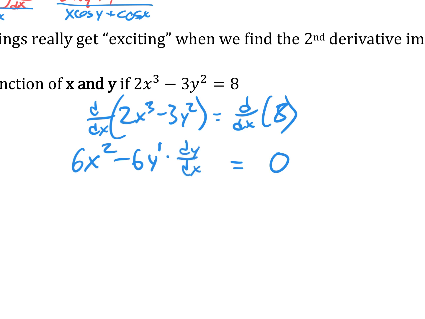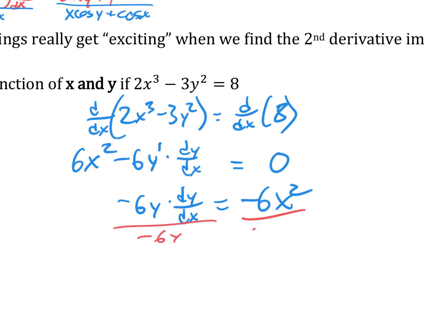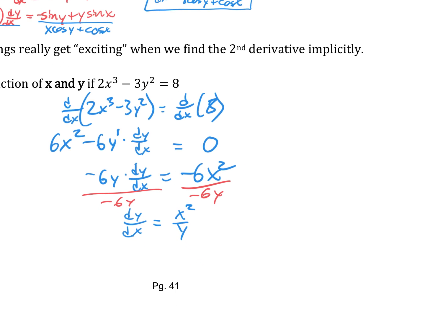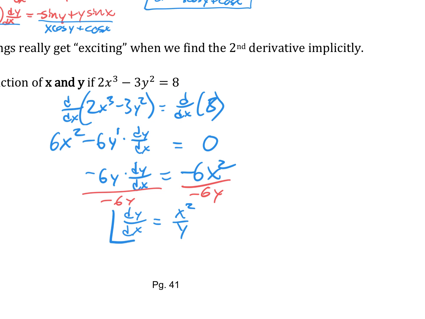Okay. Solving this, let's get the x's on the other side. Negative 6y times dy/dx. Subtract that 6x squared over, moving this over there. And now we need to divide by negative 6y. And that gives us dy/dx equals, the 6's cancel, x squared over y. All right. Well, there's the first derivative.